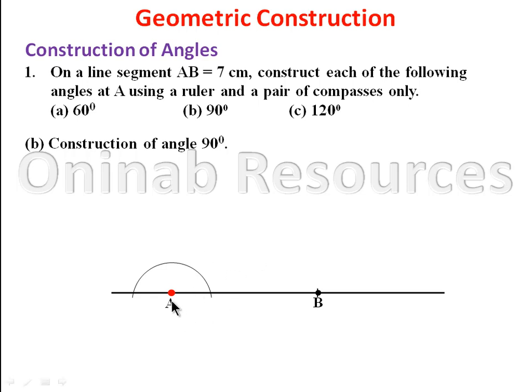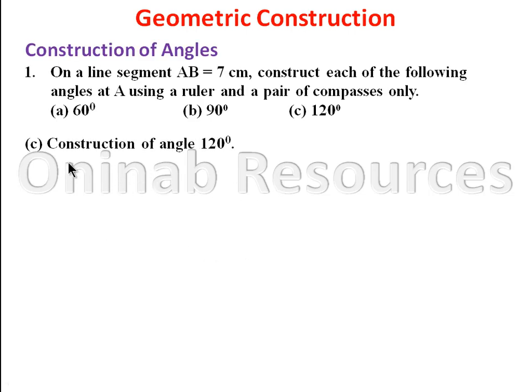We can increase our radius from now. You now take this point as center, draw an arc above A. Then take this point again as center, draw another arc to cut the existing arc above A. Then we join the point of intersection of the two arcs to A. So this angle here is 90 degrees.